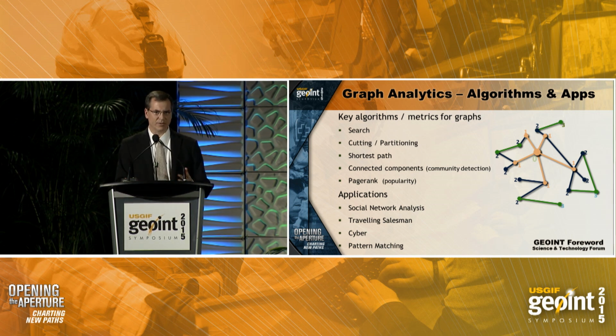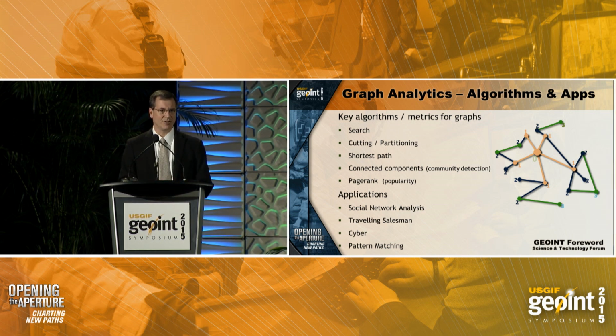And then there's something called connected components. A graph is said to be strongly connected when you can get from a particular node in the graph to every other node in the graph and vice versa. And then there's something called PageRank, which is a famous algorithm invented by Google, and it's basically a measure of popularity. And then the classic example applications of graph analytics are social network analysis, the traveling salesman problem.